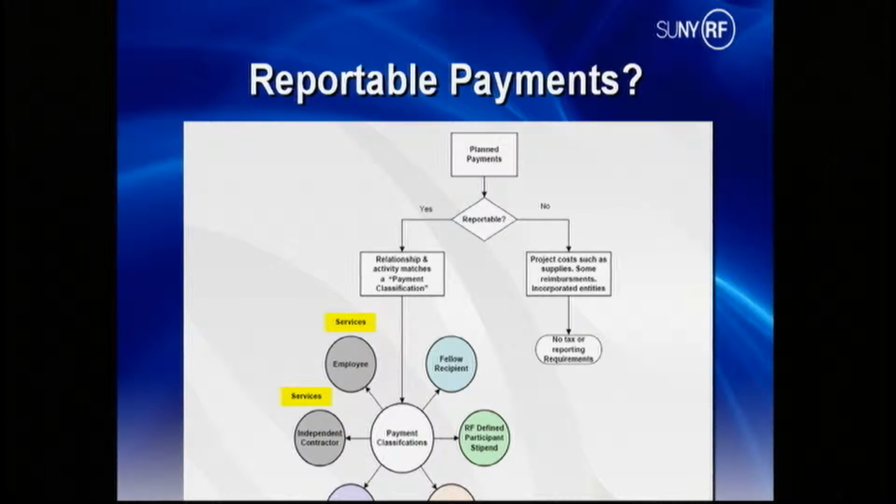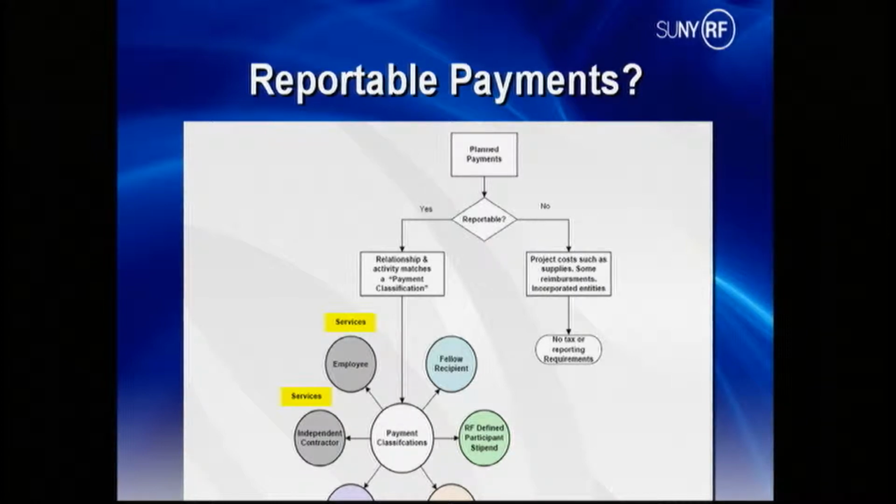Some are reimbursements. And under the IRS rules, we don't have to report any payments we make to an incorporated entity. So in those situations, there's no tax or reporting implications. But if we follow the yes side, it's where we have relationships and activity that match a payment classification. So my nice little diagram down there is taking payment classifications and pulling them out, showing the 6 different payment classifications that we identify at the Research Foundation for reporting and tax purposes.